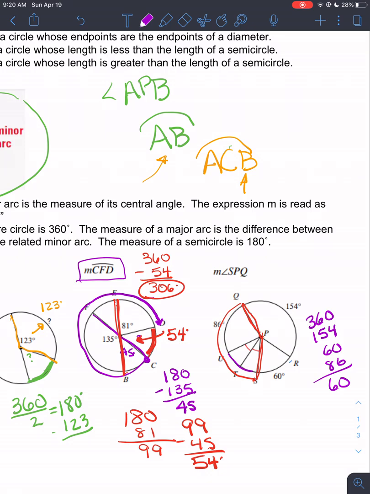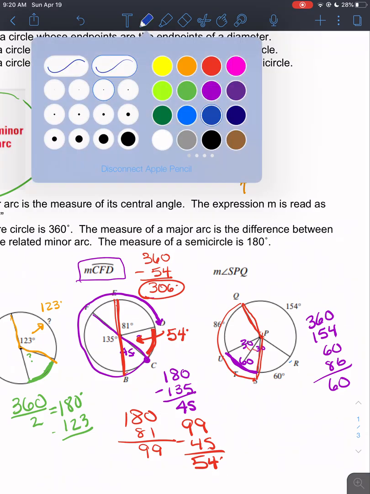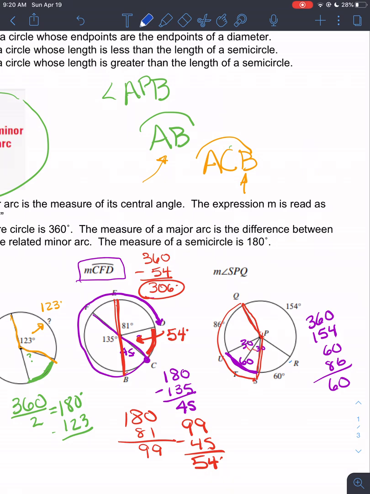So that means this section here is 60 degrees. They're showing us that is divided evenly, so we know each of those are 30. So let's answer their question again. The question they're asking us, what's the measure of angle SPQ? We're going to add 86 to 60, and it looks like that angle would be 146 degrees.